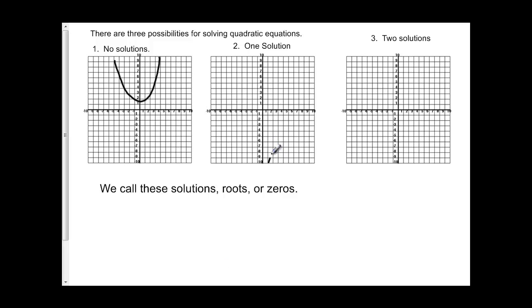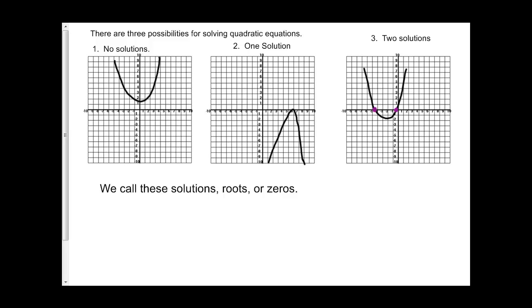One solution would be if your parabola comes up to the x-axis, just touches the x-axis, and then goes back down. So in this case, the only x-intercept is the vertex. The only place where y is equal to 0 is that one point where the graph turns around. Two solutions is if the graph goes through the x-axis in two places. So in this case, you'd have a solution at this point here, and you'd have a solution at this point here.